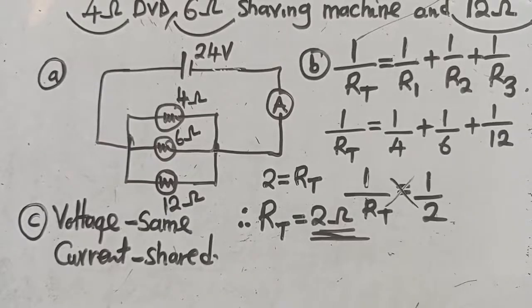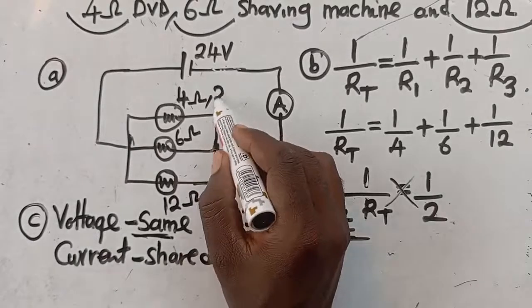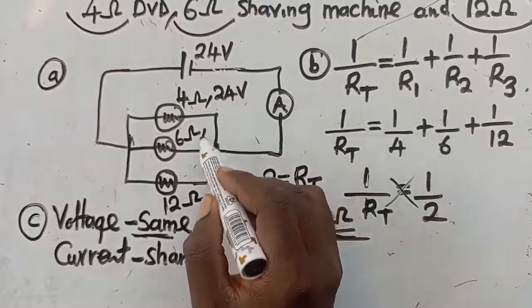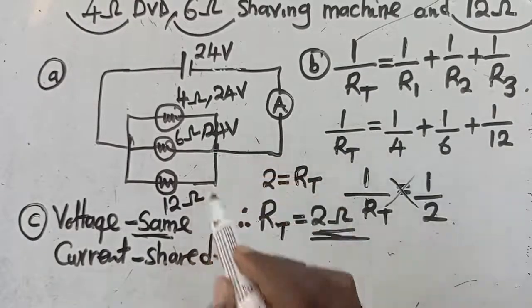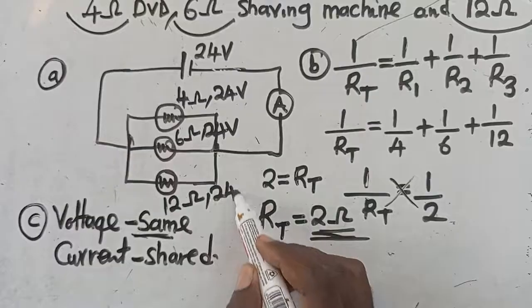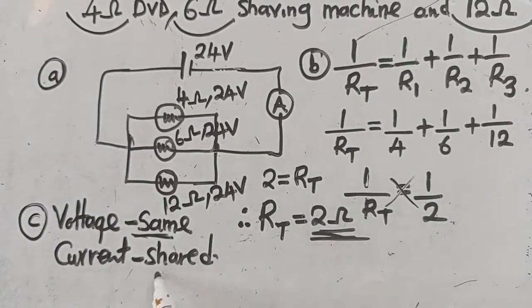So in parallel connection, voltage is the same. So meaning that even here we've got 24 volts. Even here we've got 24 volts. Even here we've got 24 volts. But the current is shared. In other words, the current is different. So we need to apply now a specific formula. Which formula are we going to use here?